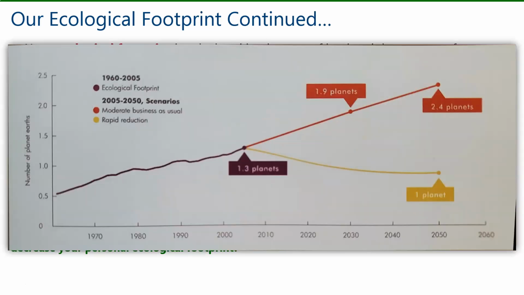So as of 2005, our ecological footprint would require 1.3 planets worth of goods, energy, land, and water in order to sustain what humanity was using. If there's a rapid reduction in energy use, land use, and water use, and people are more cognizant of their ecological footprint, we could get back down to a sustainable lifestyle for the planet by 2050. But if we had continued on completely unchanged from 2005, the trajectory was going to be up to 2.4 planets by 2050, which couldn't happen.